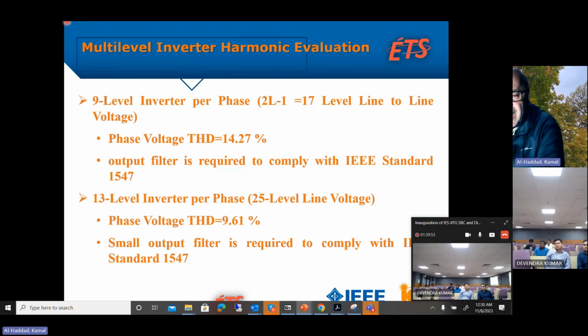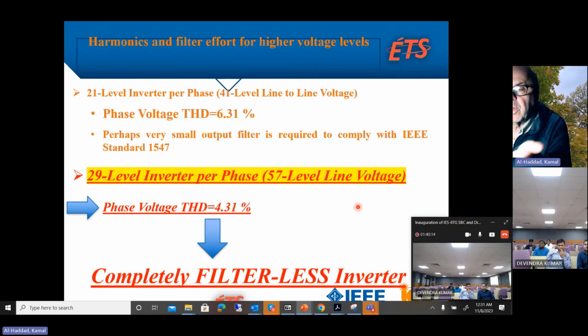If I move up to a 13-level inverter, 13 levels times 2 minus 1, I will end up having a 25-level line-to-line voltage. This will give me 9.6%. I'm still high in harmonics. If I go up to 41-level line-to-line voltage, which is a 21-level inverter per phase, I will end up having 6.31% probably. So 29 levels will give me 4.31%.